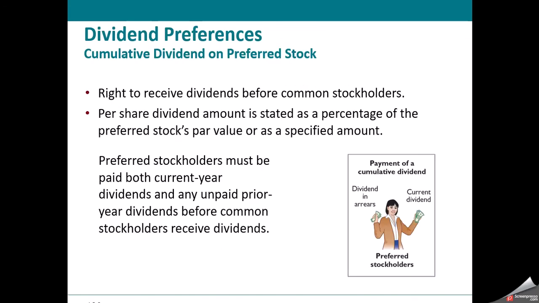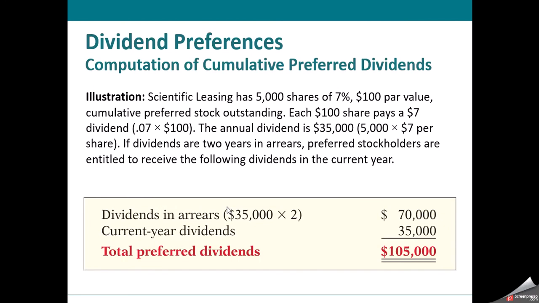Then, as I mentioned with preferred stock, preferred stocks can be cumulative. If they are cumulative, that means that the preferred stockholders should get paid their specified dividends every single year. And if the company passes on dividends and doesn't pay for a year, they will owe those preferred stockholders whenever they do pay. So those preferred stockholders will get their current year dividends and then any unpaid prior years before the common stockholders get anything. So here's an example.